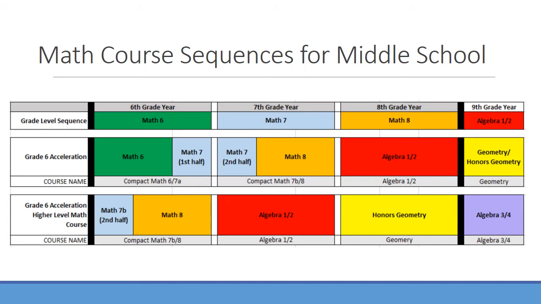Students may start in Math 6, but take a compacted math sequence for Math 6, 7, and 8 during their 6th and 7th grade year. This results in the student taking Algebra 1, 2 in their 8th grade year. Finally, some students might even start in a higher course, like Compact Math 7B8. This would result in the student taking Algebra 1, 2 as a 7th grader and Honors Geometry as an 8th grader. Course pathways are mostly determined by placement. However, some students may also participate in summer math programs to accelerate their mathematics learning.